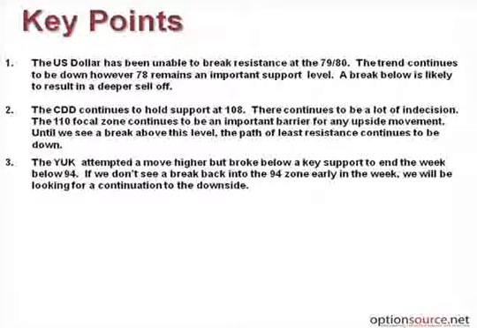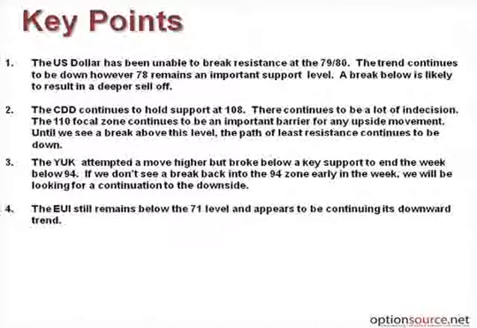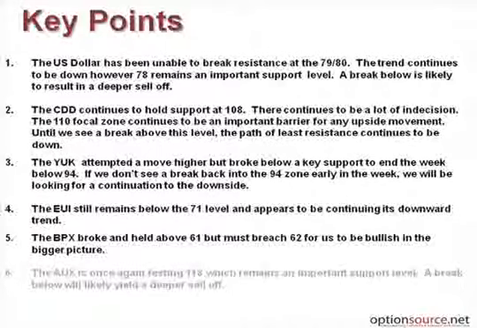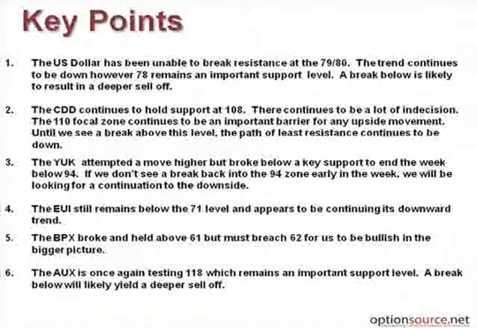The YUK attempted to move higher but broke below a key support to end the week below 94. If we don't see a break back into the 94 zone earlier on in the week, we'll be looking for a continuation to the downside. The EUI still remains below the 71 level and appears to be continuing its downside trend. The BPX broke and held above 61 but must breach 62 for us to be bullish in the bigger picture. The AUX is once again testing the upper range of our 117-118 focal zone, which remains an important support level. A break below this will likely yield a deeper sell-off.